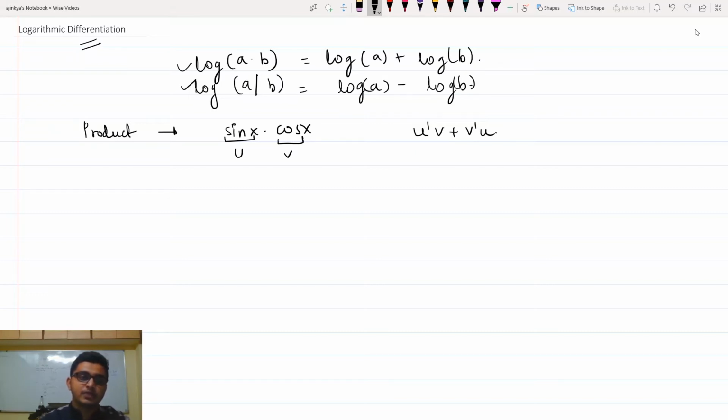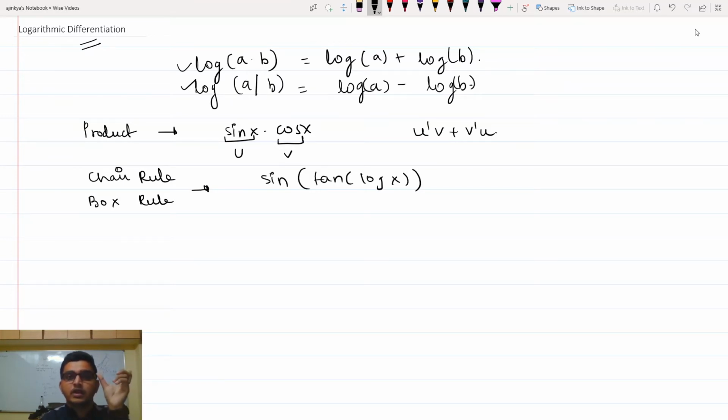We can get around this by solving such kind of examples when we have two functions. We also saw a rule before this which is called chain rule, or what we called the box rule, which is used when you have a single function but it has multiple layers. For example, sine of tan of log x. So here you can see that there are multiple functions, but the overall function is a sine function. So here you only have sine, and then inside you have tan and log x.